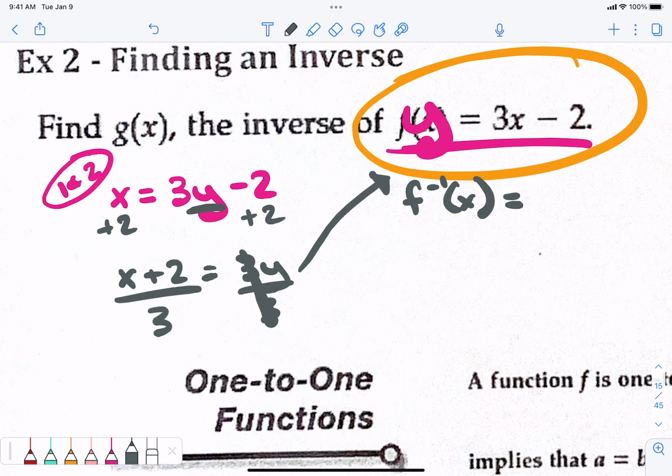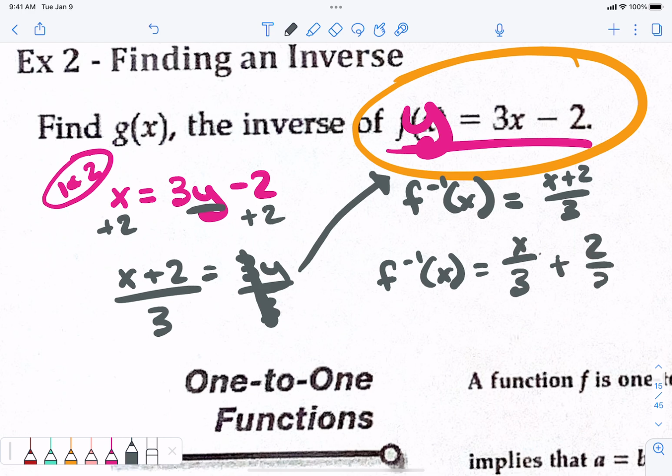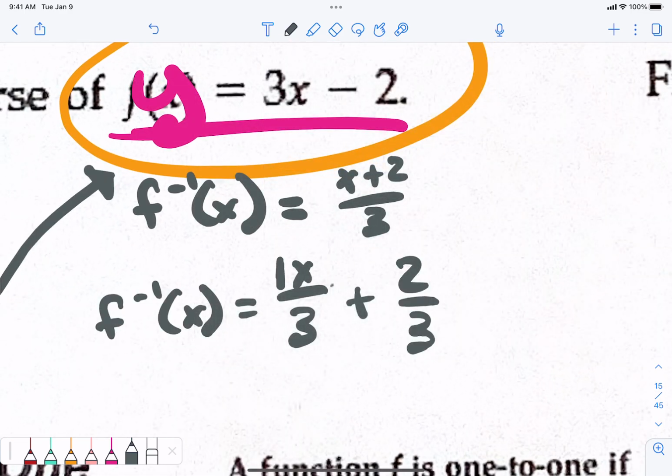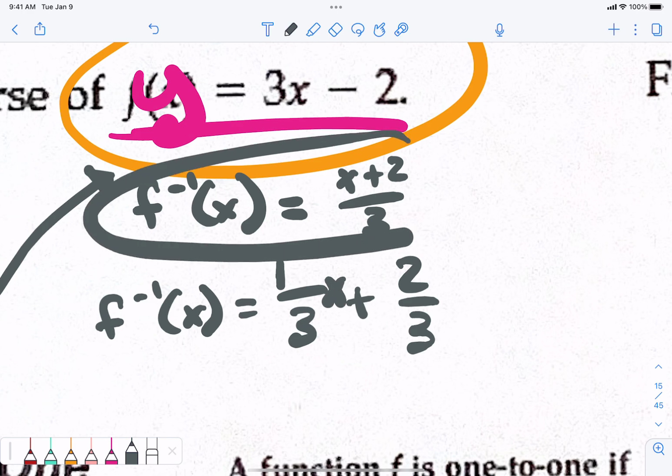Equals, I can leave it as x plus 2 over 3, or I can change it to x over 3 plus 2 over 3, okay? Because technically everything is divided by 3. And really, this means 1/3 x, right? If I want to shove the x off the top. Now, you're like, why would I do all that work if I could just leave it like this? I would just love to leave it like this.